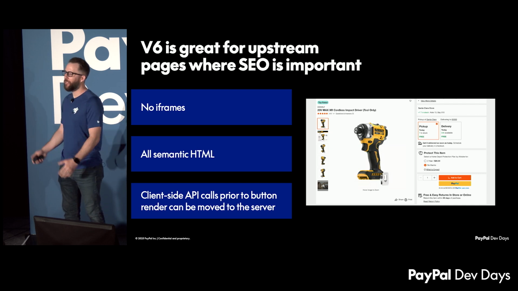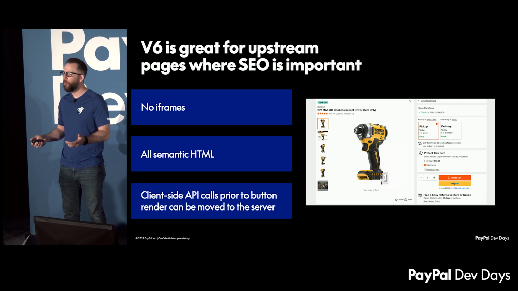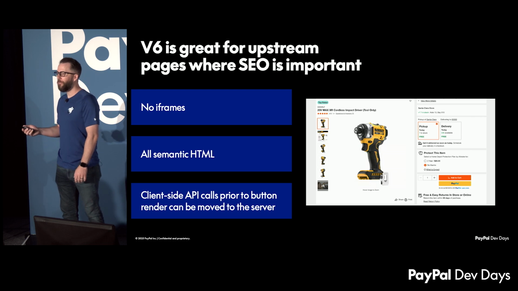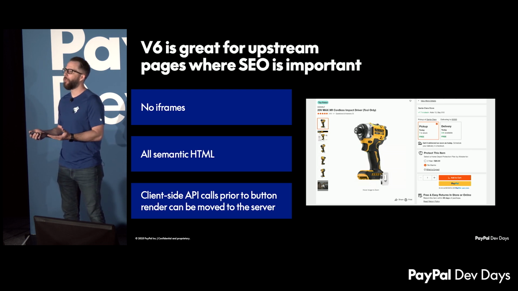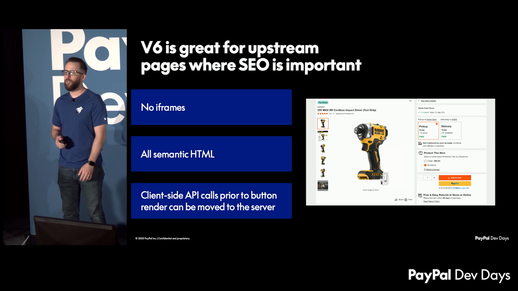And then we also have semantic HTML. So all these bots that are crawling the page, the Google bot or other search engine bot or agentic bot, can now easily read this page, and PayPal is natively integrated to this P2P page. And then finally, as we mentioned, client-side API calls can be moved to the server.